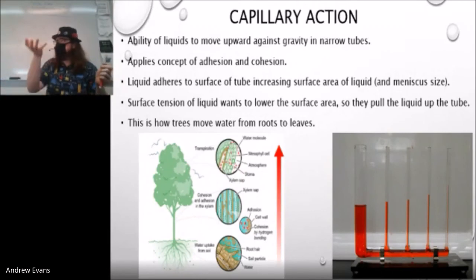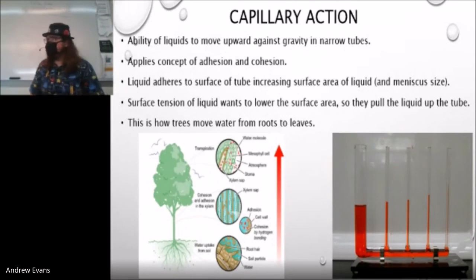It pulls the center up by the surface tension. It sticks a little bit more to the side, and it pulls the center up with the surface tension. And it will keep doing this until the adhesive forces and surface tension pulling up are countered by the force of gravity on that tube pulling down.